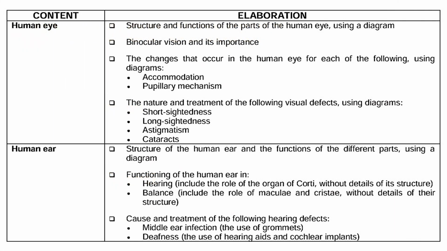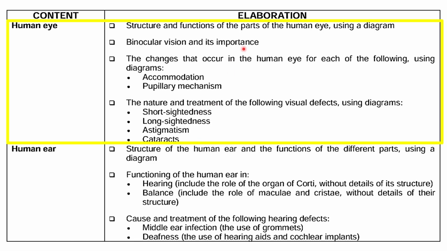So this brings us to the conclusion of the matter. The next study will focus on the human eye, where we'll look at the structure and functions of the parts of the eye using a diagram, binocular vision and its importance, changes that occur in the eye for each of the following using diagrams, that is accommodation and pupillary mechanism, and then nature and treatment of the following visual defects using diagrams: short-sightedness, long-sightedness, astigmatism, and cataract. I have done a video presentation on it. Make sure you go through it following the exams guide.